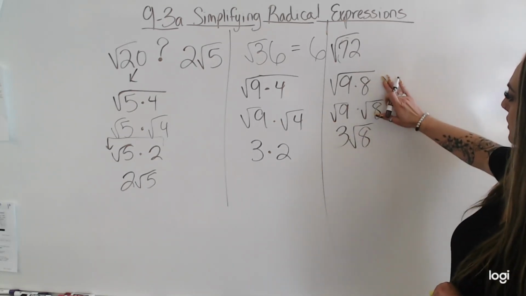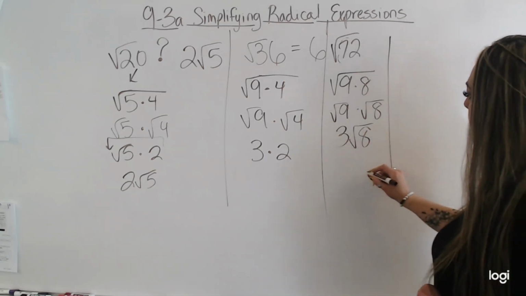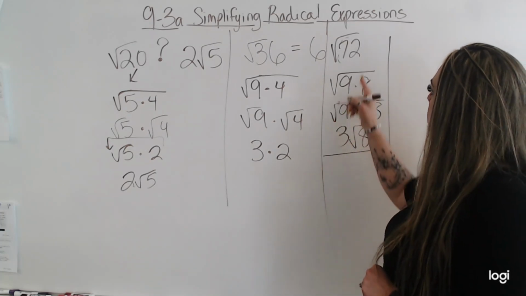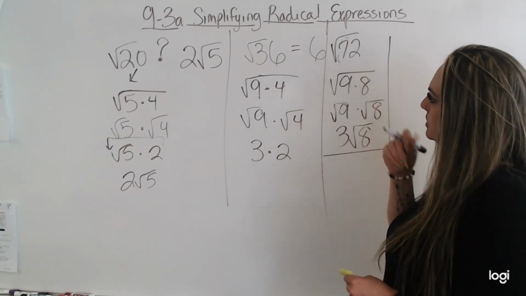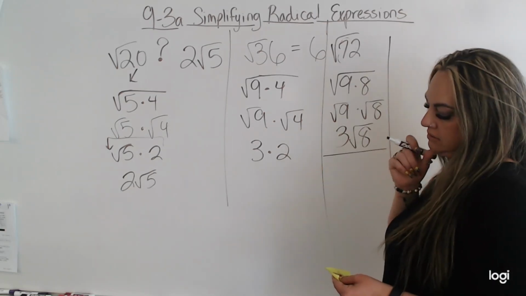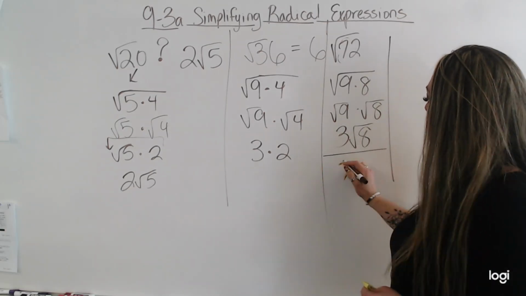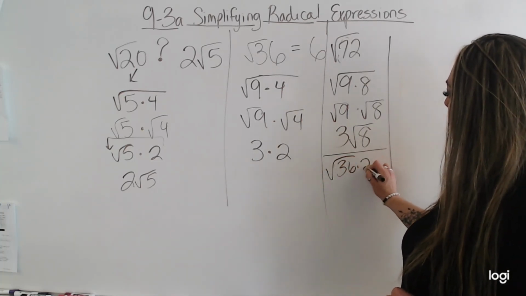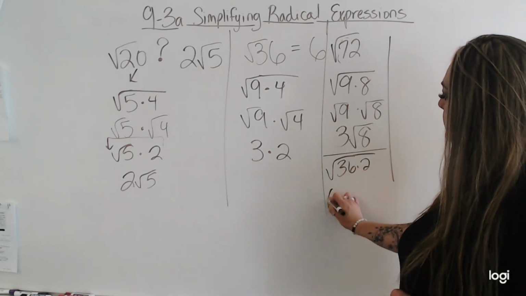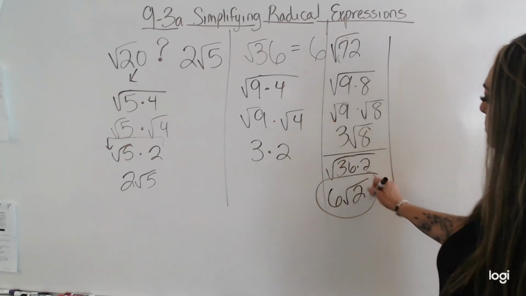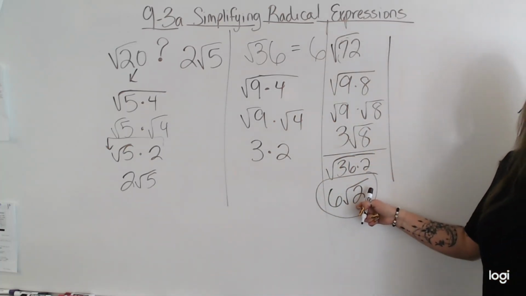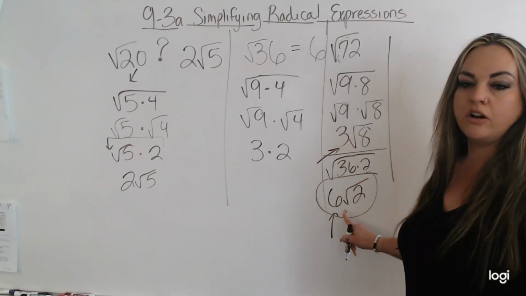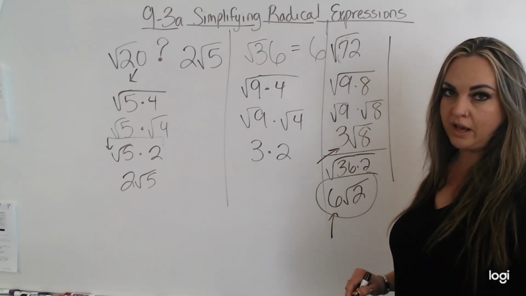And actually, we could have factored this out some more. So let's think of another way to do this, because we can factor this more. So instead of using 9 and 8, we could use 36 and 2. 36 is a bigger perfect square. So if I did 36 and 2, I would get 6 times the square root of 2. So this would actually be a more simplified version, because if you look here, our number is bigger on the outside. So we were able to factor more of it out.